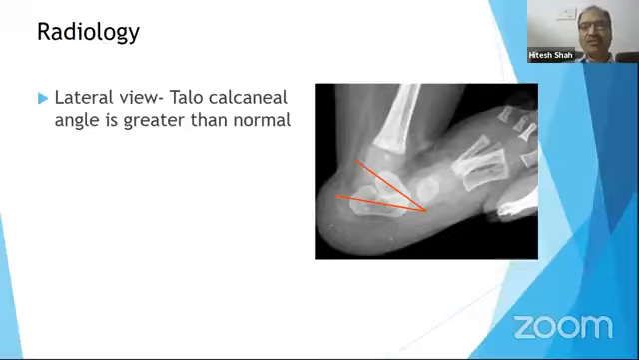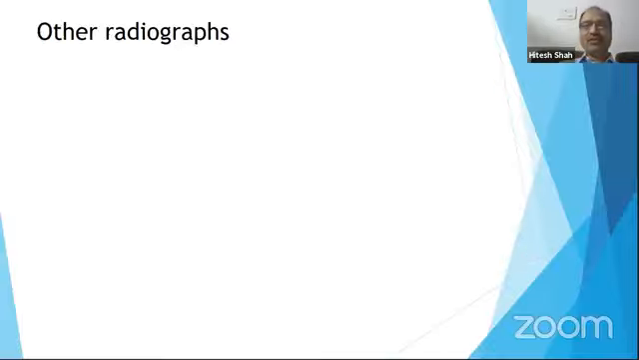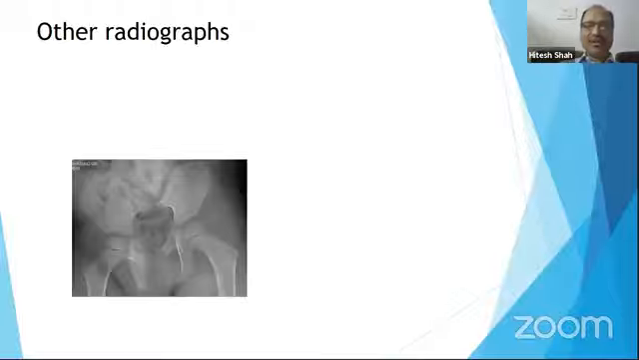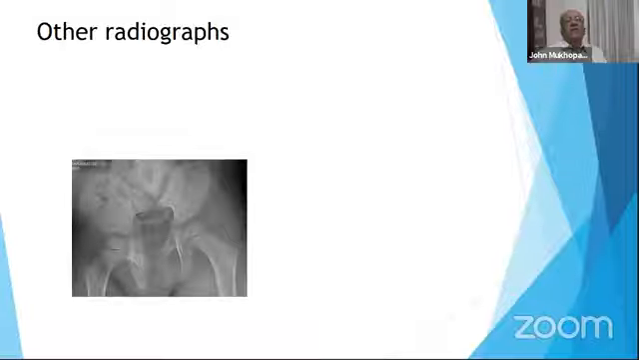How much is the deformity? You want to compare before treatment and after treatment. Okay. So, Dr. John, do you want to add something on the radiographs? No, I think that's enough as far as the X-rays are concerned.